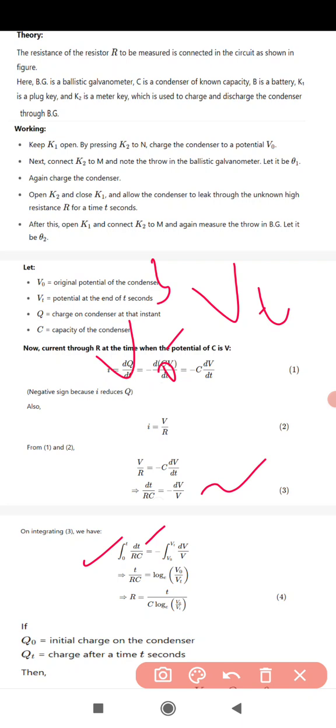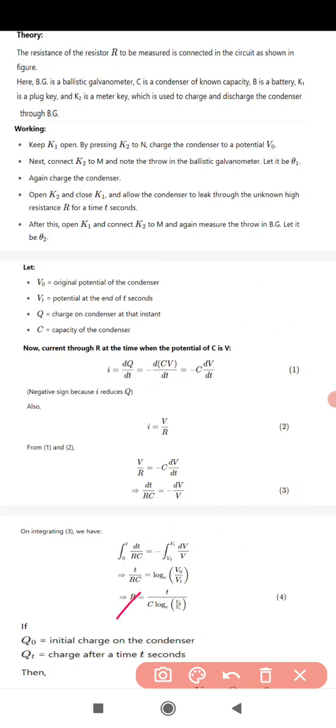We will get T by RC on the left-hand side, which equals minus the log of V, substituting upper limit minus lower limit, minus of log Vt minus log V naught. Therefore, we finally get log of V naught by Vt. After that we will find the resistance. R is equal to T divided by C into log to the base e of V naught divided by Vt.